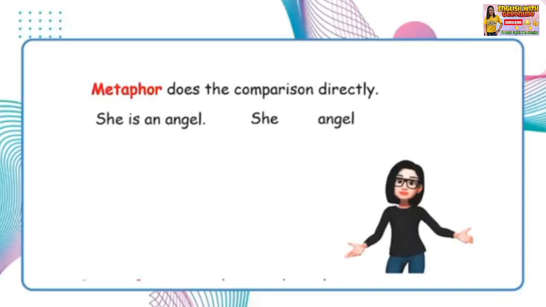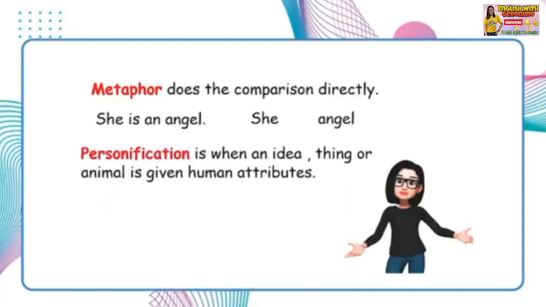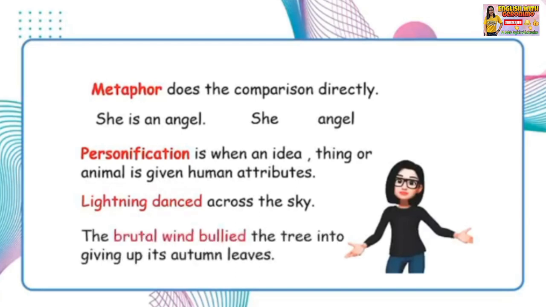Another figurative language is personification. It is when an idea, thing, or animal is given human qualities and attributes. For example, "lightning dances across the sky." The movement of the lightning is compared to a person who dances swiftly. Another is, "the brittle wind bullied the tree into giving up its awesome leaves." The wind is compared to a person who bullies someone using his powers.